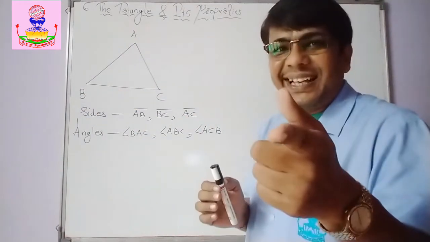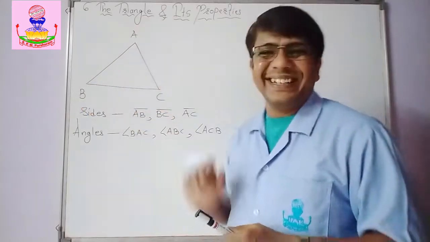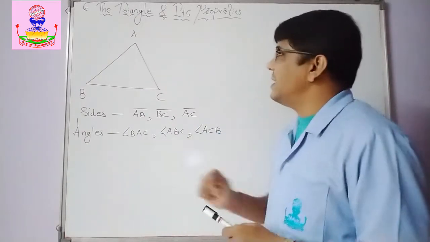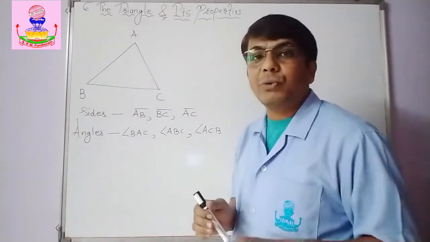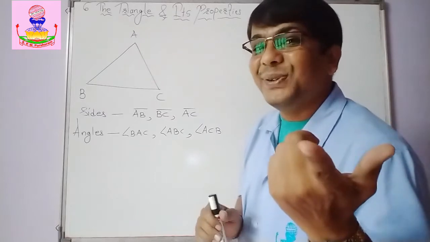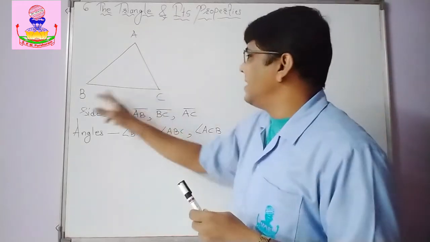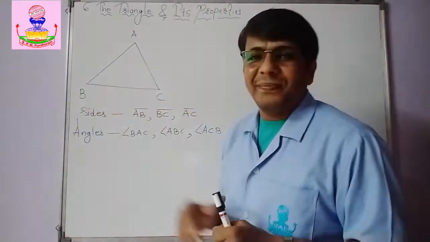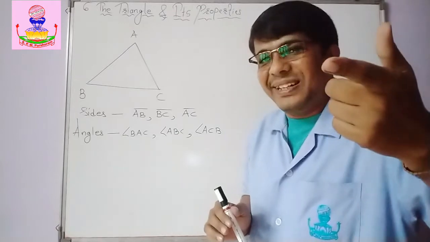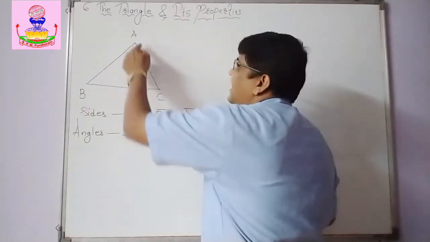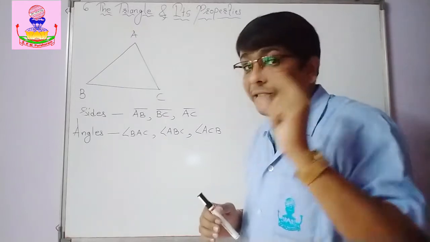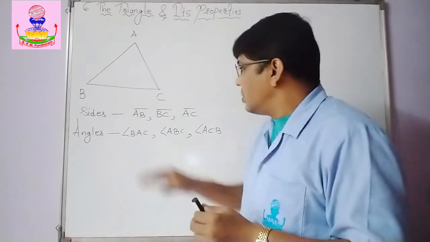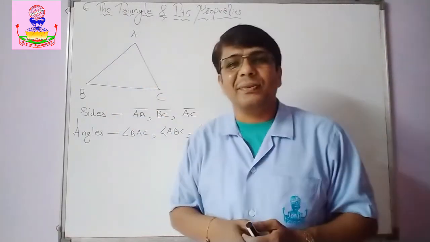Can I label it in another way? Yes, I can. Angle CAB. Then, angle ABC. How can I name it in a different way? Absolutely I can. Angle CBA. And then, angle ACB. Can you name it in a different way? Yes, angle BCA. Do you get it? So, this is most important, how I name the angles. Okay. So, these are 6 elements of a triangle.